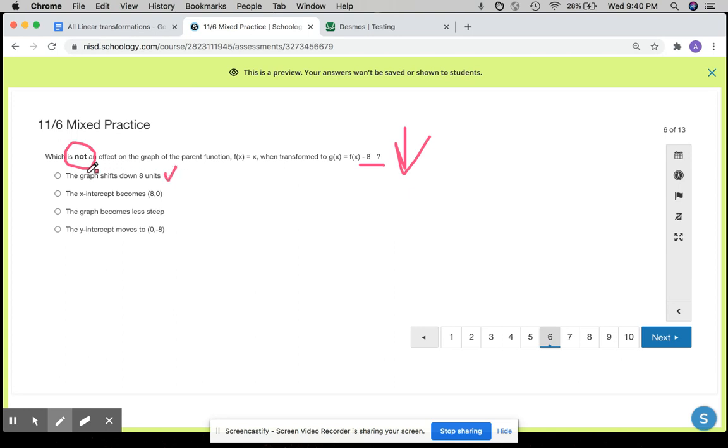Correct. The x-intercept becomes 8, 0. When my graph moves down, my x-intercept is also moving to the right. So this is actually correct. The graph becomes less steep? My slope isn't changing. I'm not multiplying anything to my graph, so this is actually the correct answer. The y-intercept moves to 0, negative 8. That's correct because this moves down to negative 8.